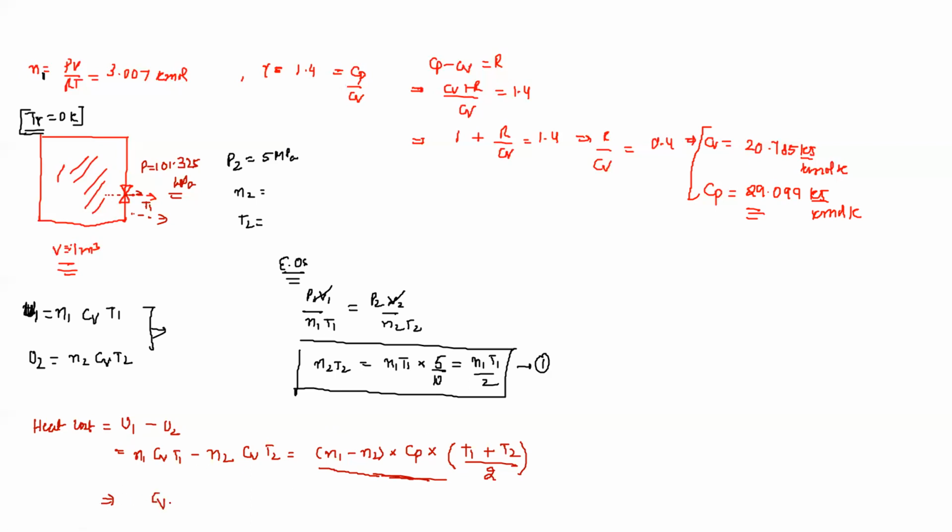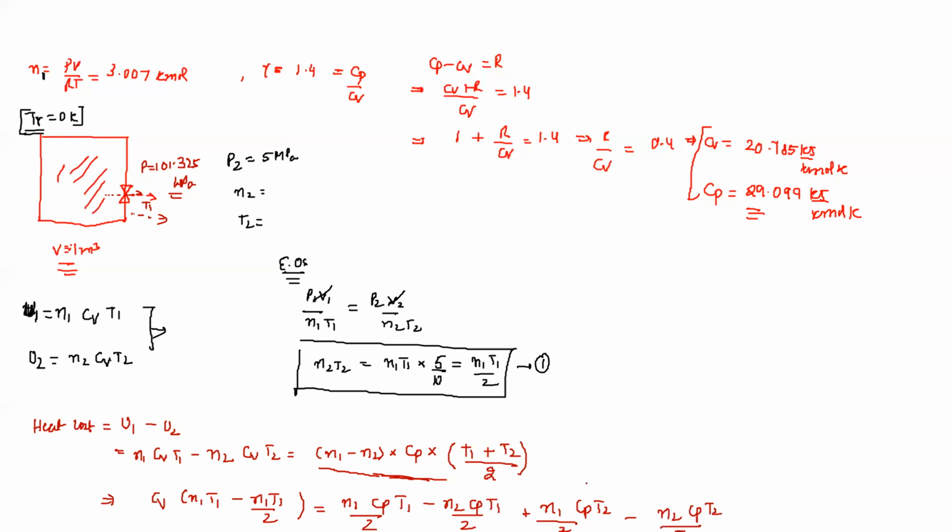From here, we'll take Cv common. We'll have N1 T1 and N2 T2. We can write N1 T1 by 2. So minus N1 T1 by 2 is equal to, now this we are going to solve. So we'll have N1 Cp T1 by 2, no problem. Then minus N2 Cp T1 by 2, plus N1 Cp T2 by 2 minus N2 Cp T2 by 2.